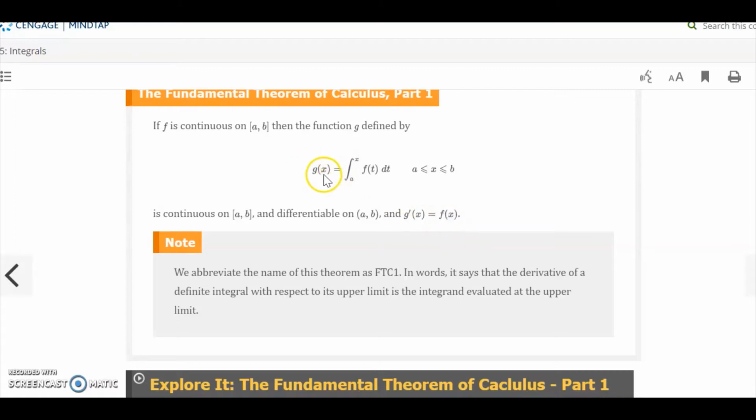So what's that telling us? Well, if we want to find the derivative of g of x, all we have to do is take that x and plug it into f of t. And remember, that's only when we have a constant to a variable x. Then we can just plug in x into this function, and that's our derivative. So pretty much we're undoing the integral by taking the derivative.